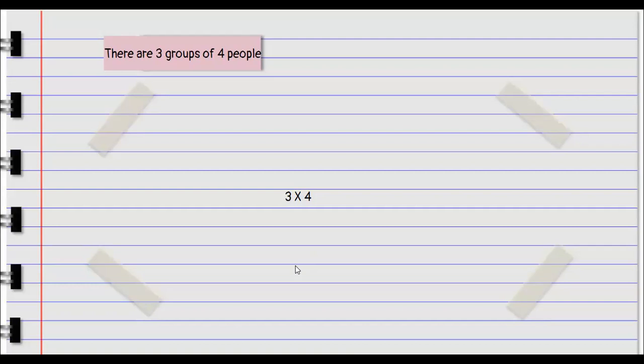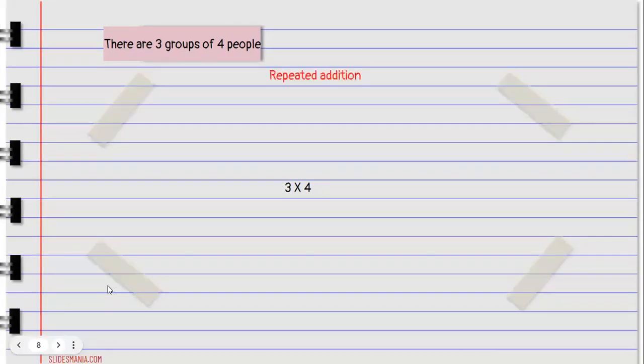Like in one of my previous videos, I told you that 3 times 4 is also called multiplication, and these are the two factors that we are going to multiply. 3 is one factor, 4 is the other factor. So let's go to the first strategy. Very simple. We'll start with the repeated addition one.